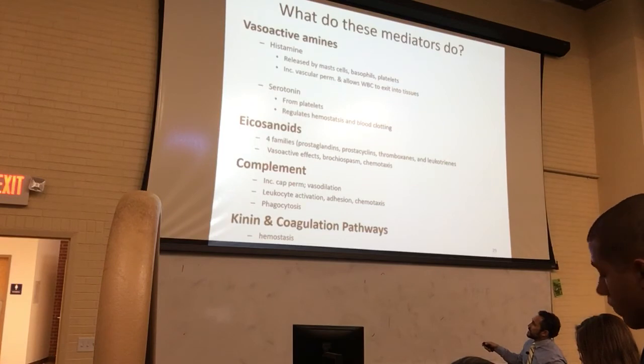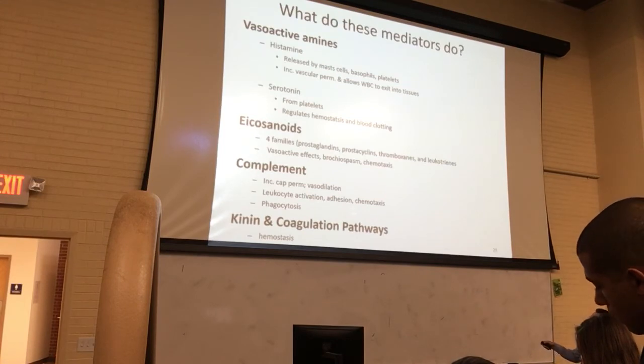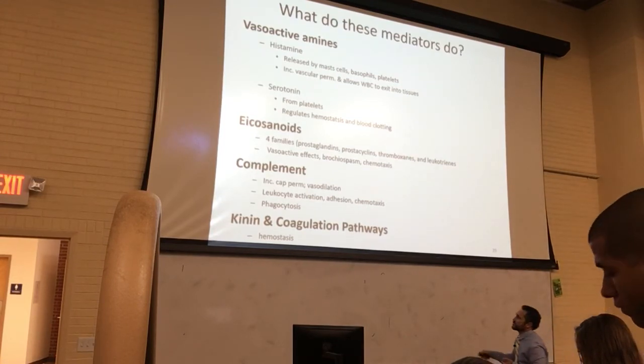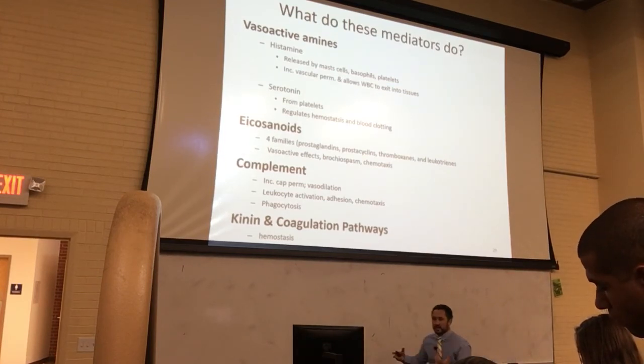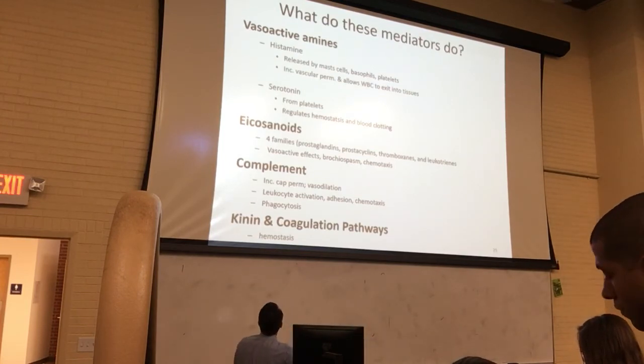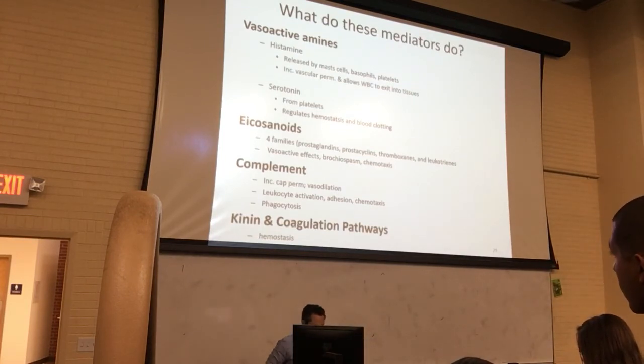And then the complement system, we talked about the increased vascular permeability, cause vasodilation. They activate the leukocytes, cause chemotaxis, and then they stimulate phagocytosis here. And then last but not least, the kinin and the coagulation pathways that are involved in chemostasis, as well as the formation of the complement system. Okay? Questions?